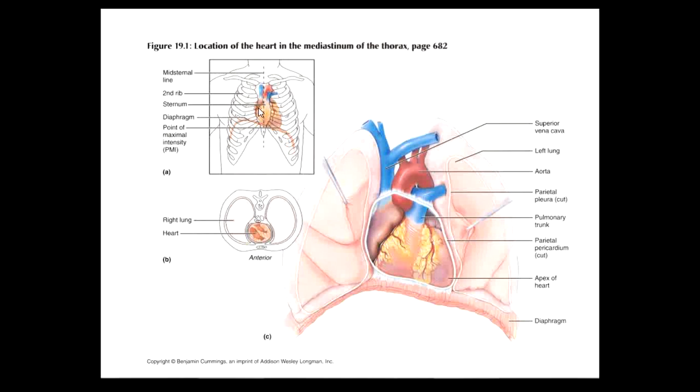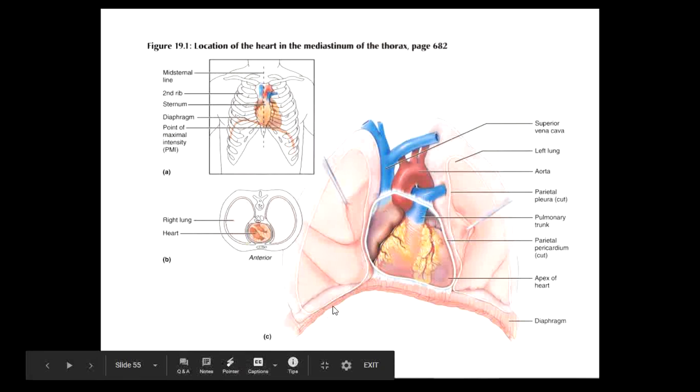If you look at this picture right here, you can see that these are the lungs. And right here, this would be the vertebral column. So you can see how the lungs kind of overlap in front of it. This would be the sternum right here. And then right here, you can see that they've pulled back the lungs so that you can see where the heart would be. And then this is the diaphragm that runs along the bottom of it.